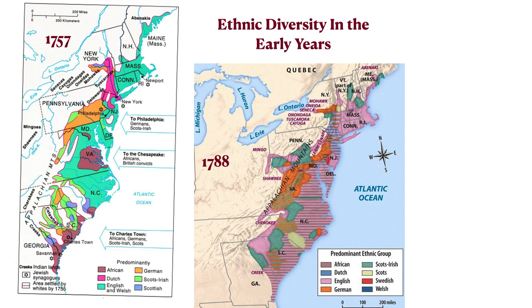But the important point to note in that 1757 map on the left is that, yes, there was considerable ethnic diversity. Now, this is obviously not including indigenous inhabitants. It's only European settlers or enslaved Africans. And it's purporting to show, anyway, majority population in different areas.